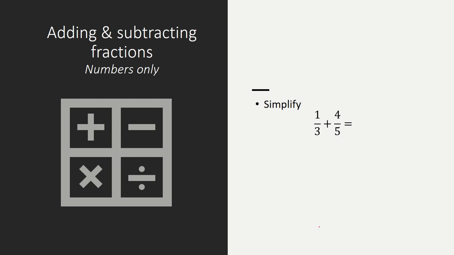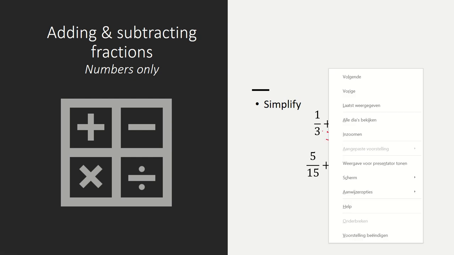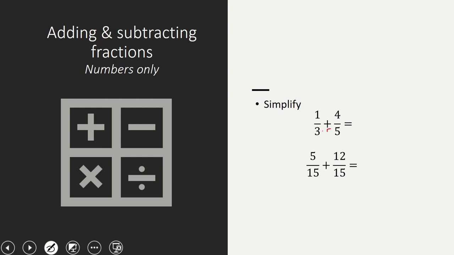Important is that the denominators must be the same. If they are not the same, you may not add and subtract fractions. The denominators need to be the same. So, I made it the same. But how did I do that? I multiplied the 3 by the 5. So I did 3 times 5. Then I did 1 times 5 as well.